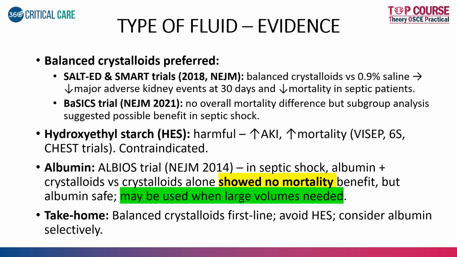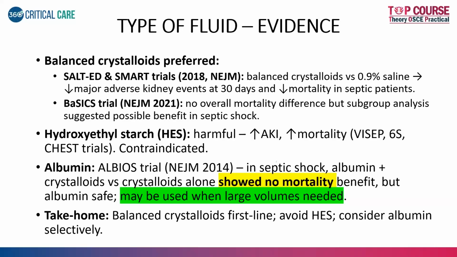Okay, it was lesser in balanced crystalloids as compared to normal saline. That is the first point and first evidence that you have to write about type of fluid. The next evidence that you have to mention is that starches, especially the colloids, have a harmful effect based on the VISEP trial, the Scandinavian 6S trial, and the CHEST trial, and that is the reason they are contraindicated. Then there will be talk about albumin, so we cannot leave albumin.